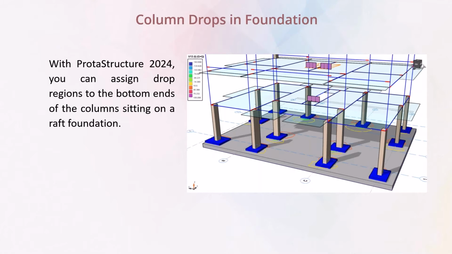You can also add column drops in foundation. Especially from time to time we may have some problems with the punching check. So to create a more economical foundation design, you can add these column drops instead of increasing the foundation slab thickness for the whole foundation.